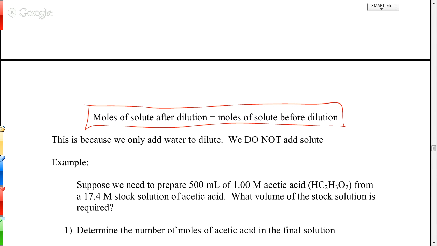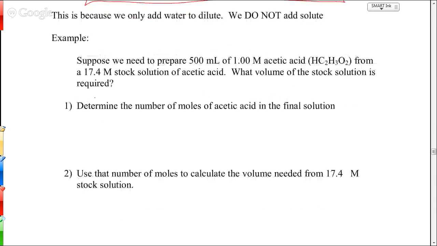The way that dilutions usually work is something like this example. Suppose we need 500 milliliters of a 1 molar acetic acid solution, and we have a 17.4 molar stock solution. So that's a known concentration solution that we have in stock, and we want to make that more dilute solution. What volume of the stock solution is required? So the question is, how much of that stock solution do we need to get to that appropriate concentration in the final solution, without wasting a bunch, and making the appropriate amount?